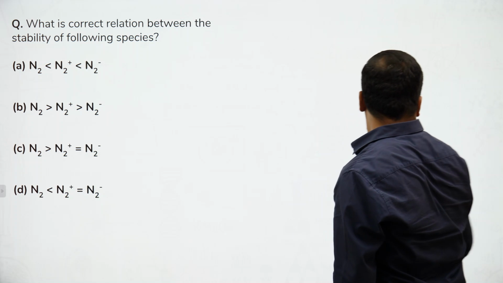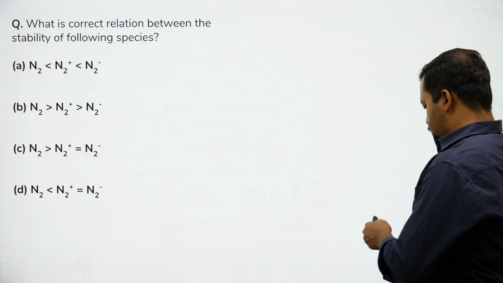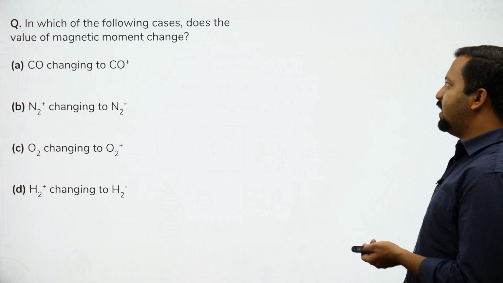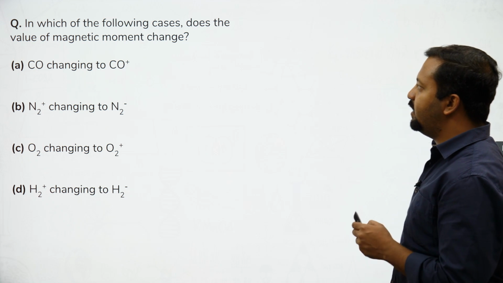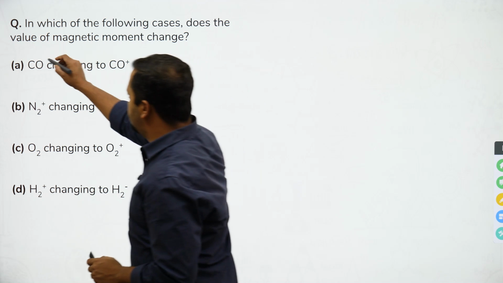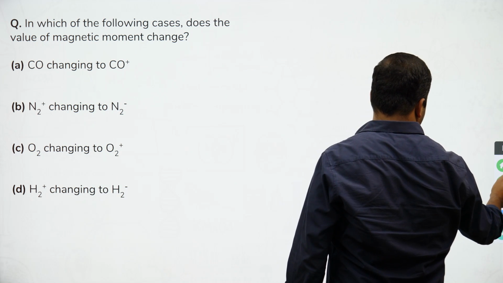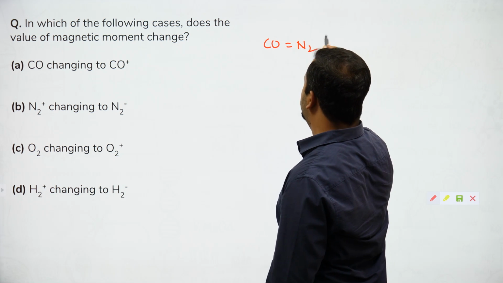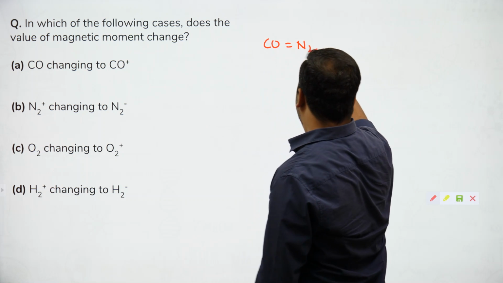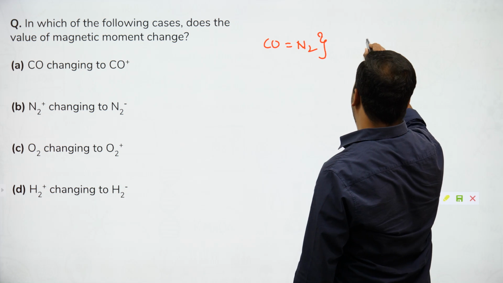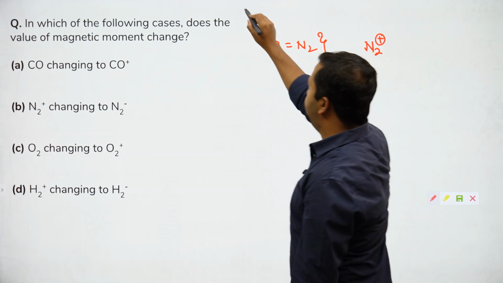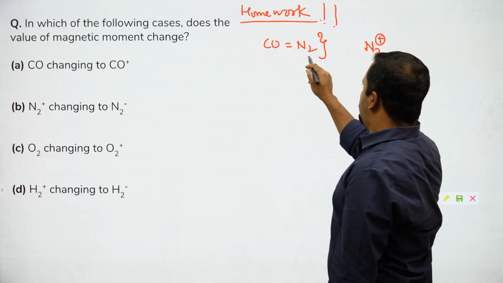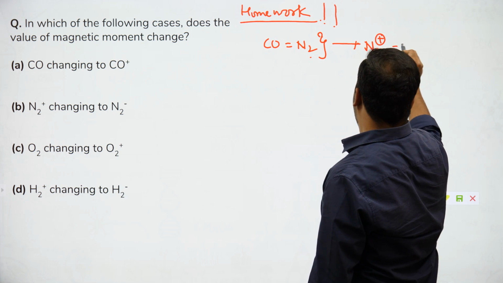Fine. Let's go on to the next question. In which of the following does the value of magnetic moment change? It's very easy to calculate. Carbon monoxide is given, it is a 14 electron system, so evaluate carbon monoxide just like nitrogen. N2, where all electrons are paired, changes to N2 plus. You can keep this as your homework. It's easy. Treat it like N2, changed to N2 plus, which is similar to CO plus.